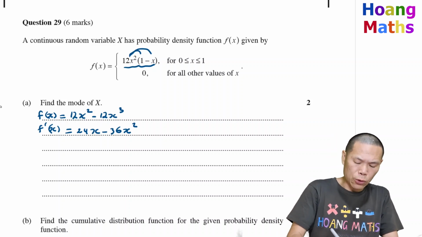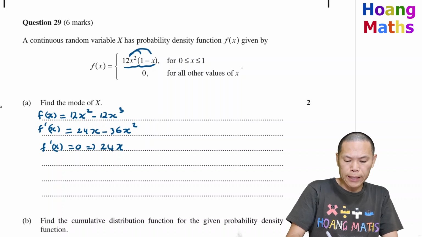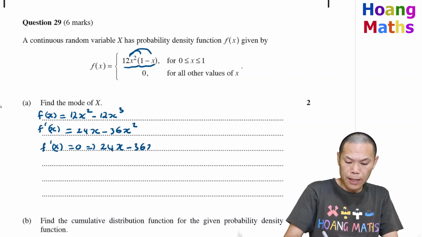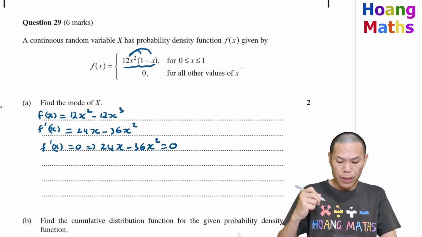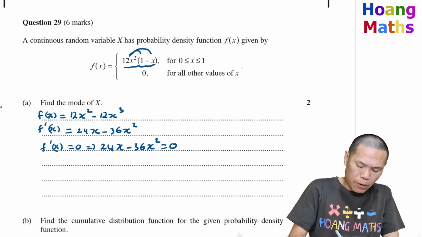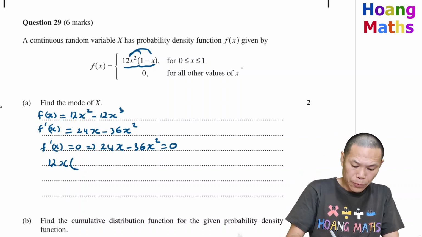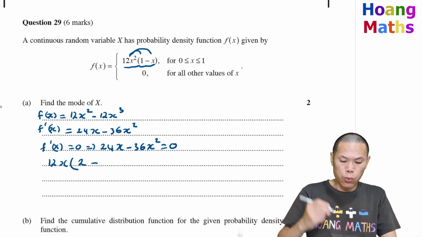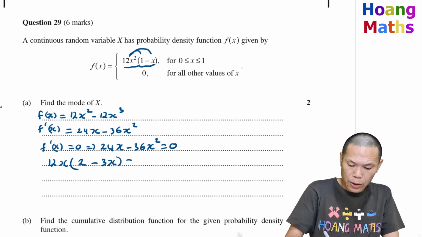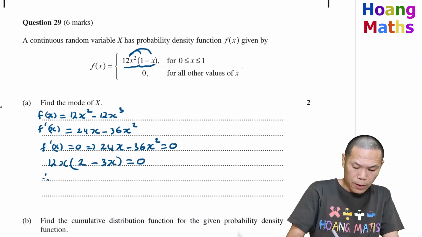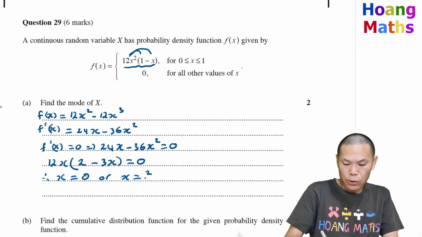So f'(x) will give me 24x minus 36x squared. So f'(x) equals 0. This means that 24x minus 36x squared is 0. So we just need to solve for this. The common factor is 12x. I take it out. 24x divided by 12x is 2, and 36 divided by 12 is 3, and x squared divided by x is x, equal to 0. So therefore, x is 0 or x is 2/3.